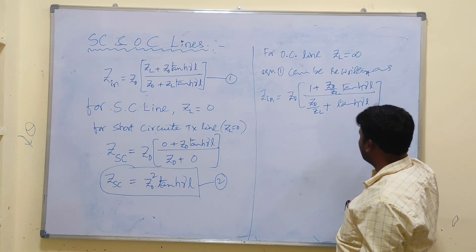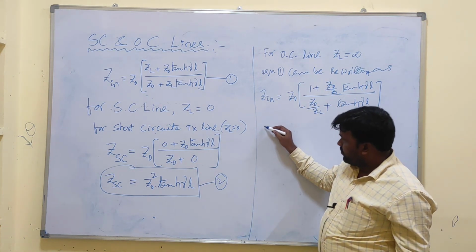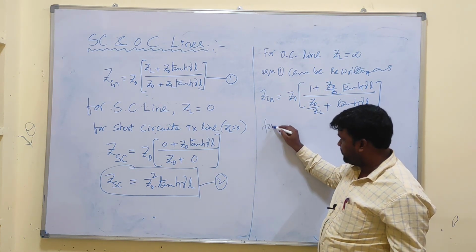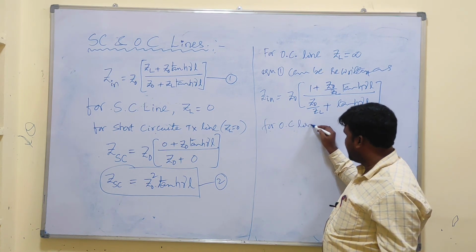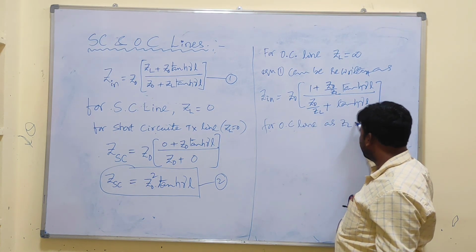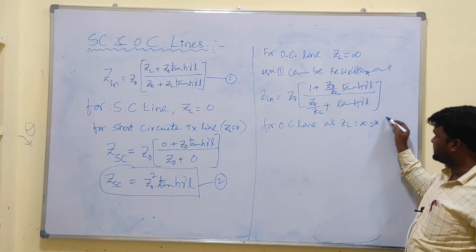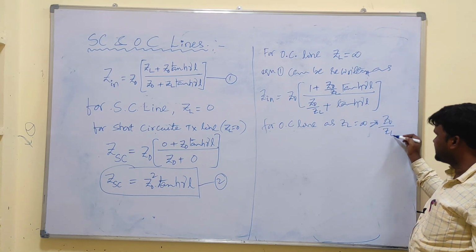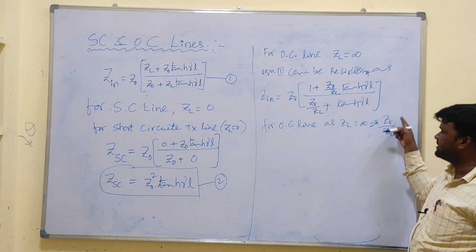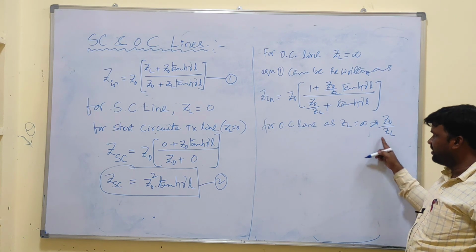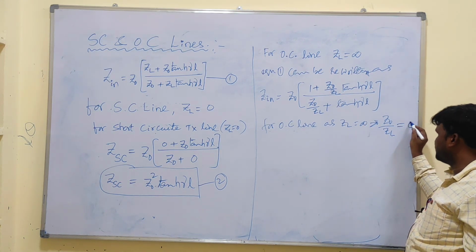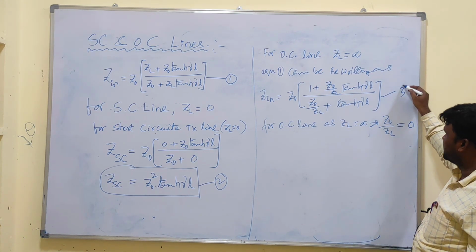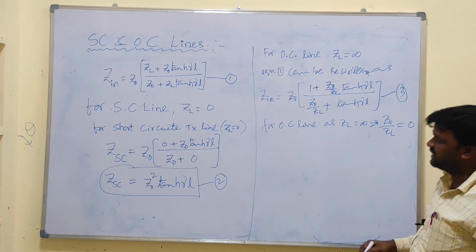Let us take this as okay. Now for the open circuit line, as ZL is equal to infinity, it implies Z0 by ZL, that means Z0 divided by ZL. ZL value is infinity, so you will get this as 0. Let us take this as equation number 3.